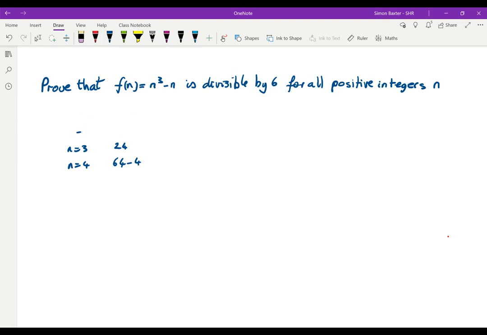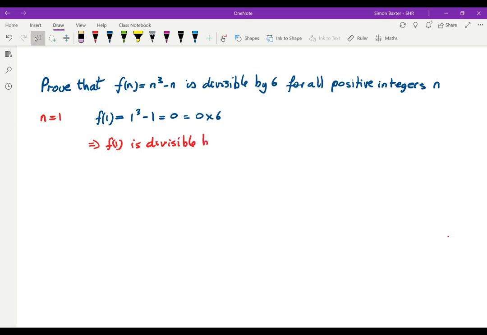So this looks as though it's something which might well be true, but just proving it a few times or showing it a few times doesn't provide a proof. This is, again, ideal for proof by induction. We must show that it starts. Let's look at n equals 1. F of 1 is equal to 1 cubed minus 1, which is 0, which is 0 times 6. And so we can conclude that f1 is divisible by 6.